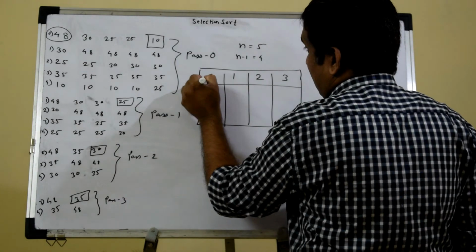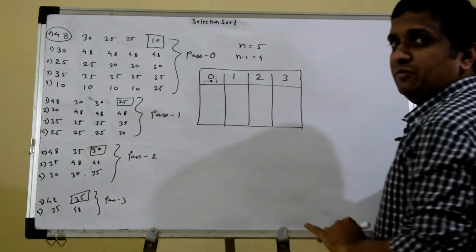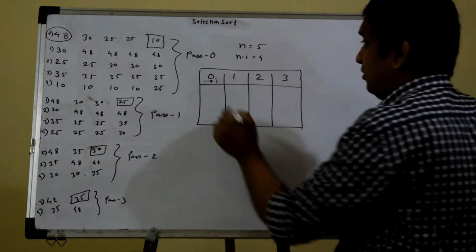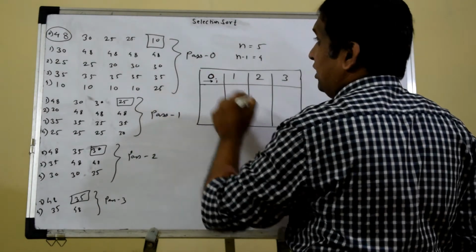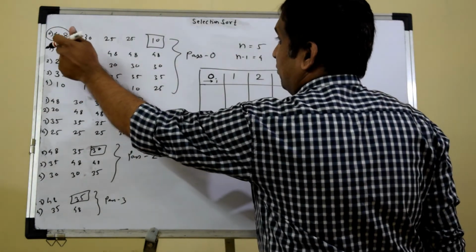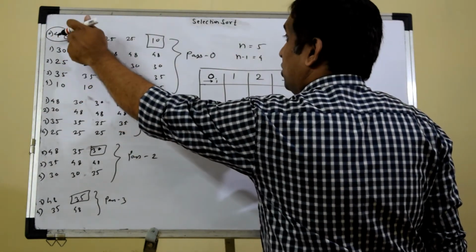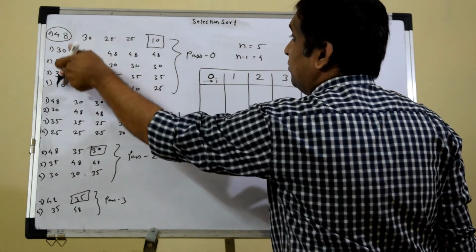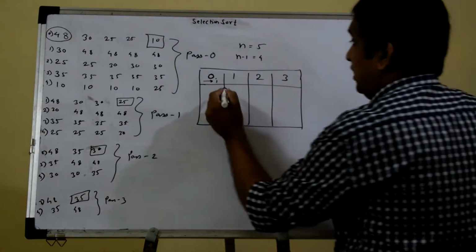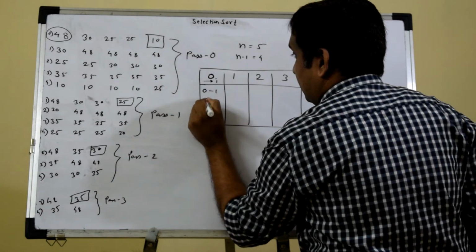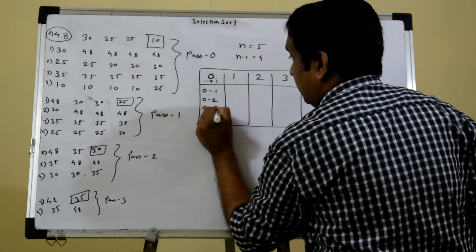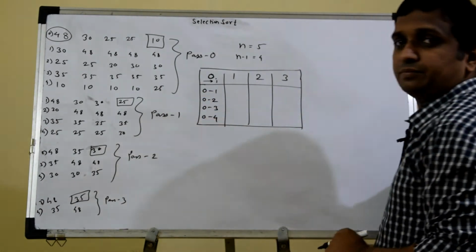So this variable I will call the I variable, which will represent the pass number. Now in the 0th pass, which elements am I comparing? In the 0th pass I am comparing 0 with 1, 0 with 2, 0 with 3 and 0 with 4. So here the comparisons are 0 with 1, 0 with 2, 0 with 3 and 0 with 4.